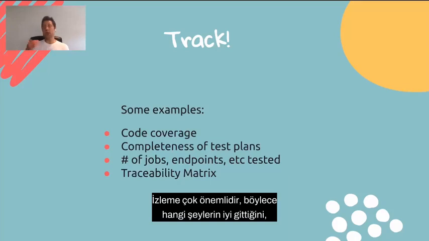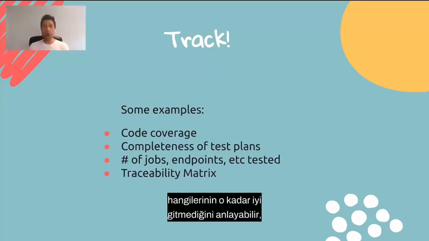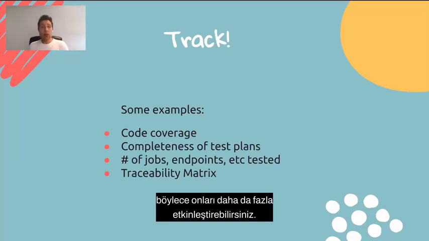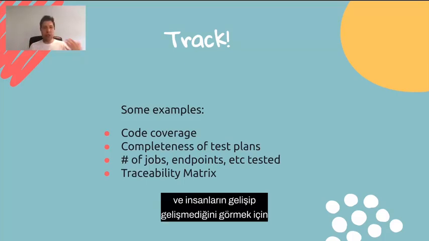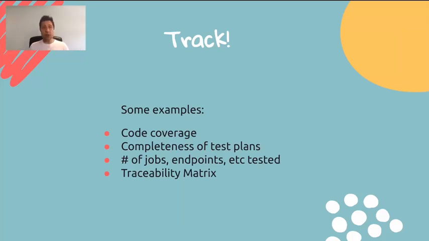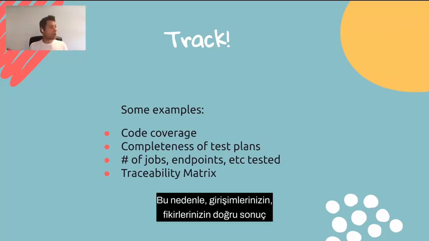Tracking is very important, so you can understand which teams are doing good, which teams are not doing so well, so you can enable them even more. Things you can track: coverage, completeness of the test plans. You can put some business perspective or architectural concerns on this. Like, for example, if you have a lot of jobs and endpoints, you can measure how many of those are covered and track these over weeks to see if people are improving. So measuring is also very important to understand if your initiatives, if your ideas are paying off, right?